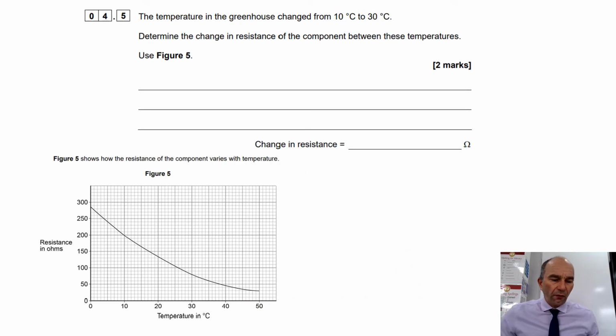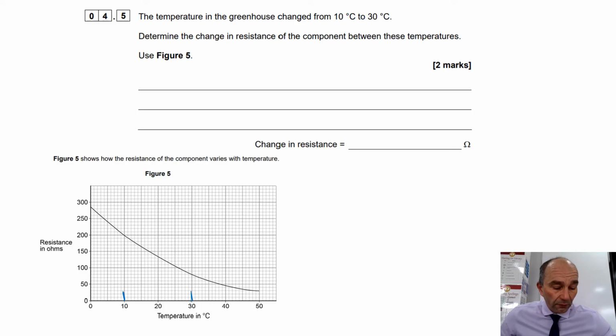Okay, question 4.5. Now the temperature in the greenhouse changed from 10 degrees to 30 degrees centigrade. We've got to determine the change in resistance of the component between these temperatures. There's a big hint: use figure 5, which I've got the graph of at the bottom of the page, kind of repeated just to make it a bit easier for you. Now, what you need to know is how much did the resistance change by? Well, we need to know what the resistance was at 10 degrees and what the resistance was at 30 degrees. And this is where we need to use our graph.